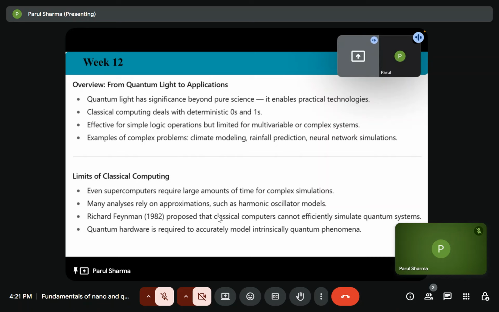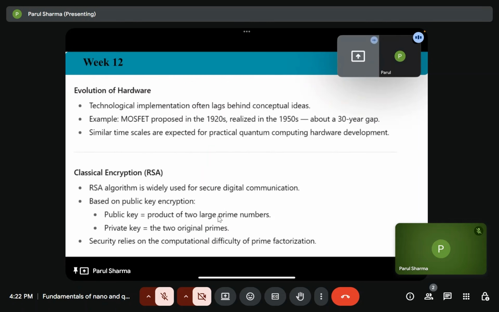So many analyses rely on approximations such as harmonic oscillator models. So Richard Feynman in 1982 proposed that classical computers cannot efficiently simulate the quantum system. So quantum hardware is required to accurately model intrinsically quantum phenomena. So if we have a quantum system, we can't use classical means to solve it, so we need to build quantum hardware.